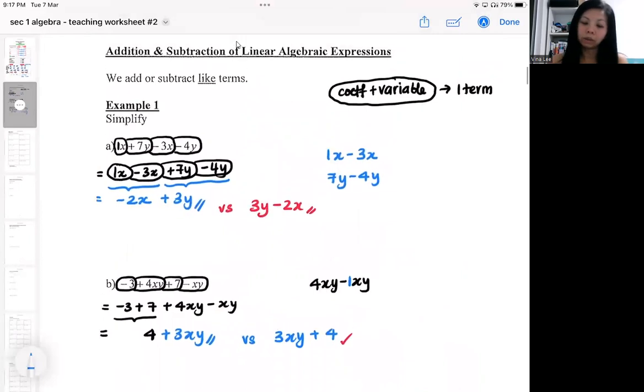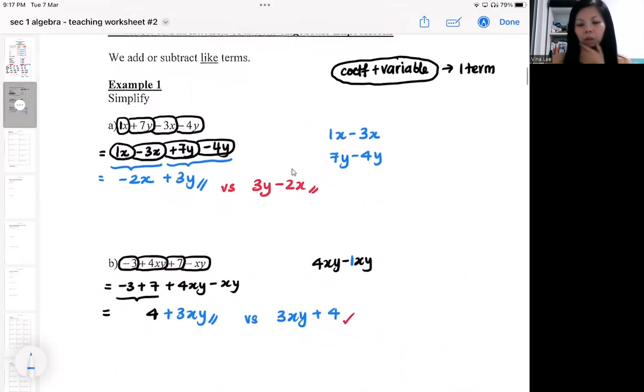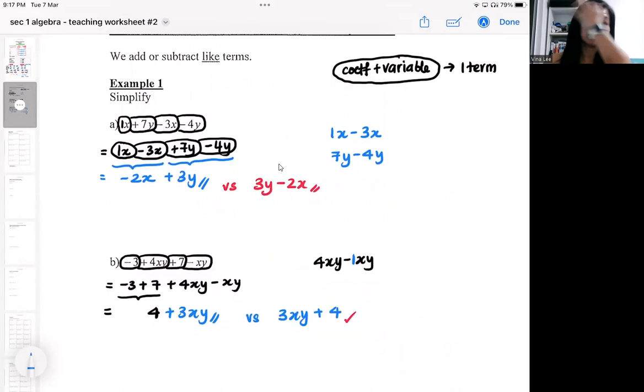Okay, so you must look for the like terms. If you don't add the like terms, of course, you will get it wrong. Okay, so of course, sometimes we also make careless mistakes. This one is very simple. So make sure it's 100% accuracy.